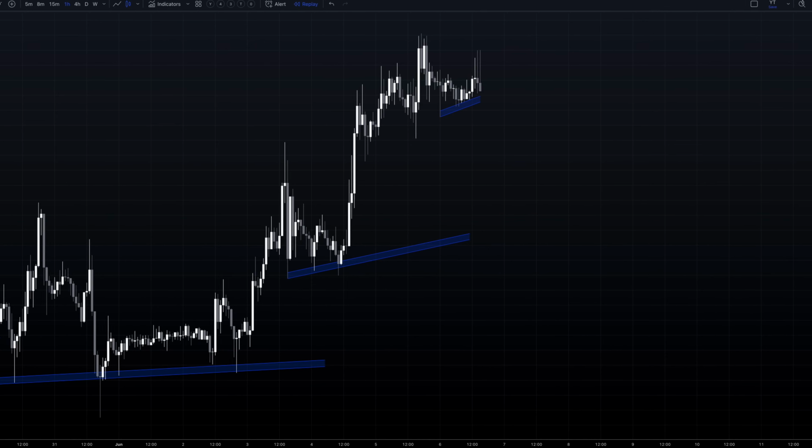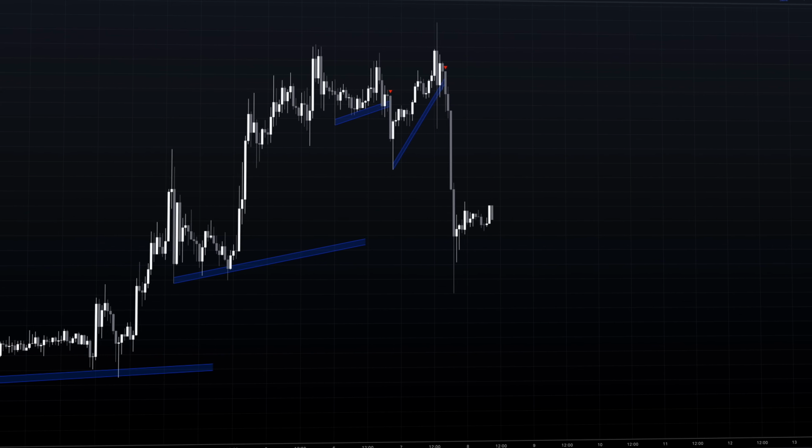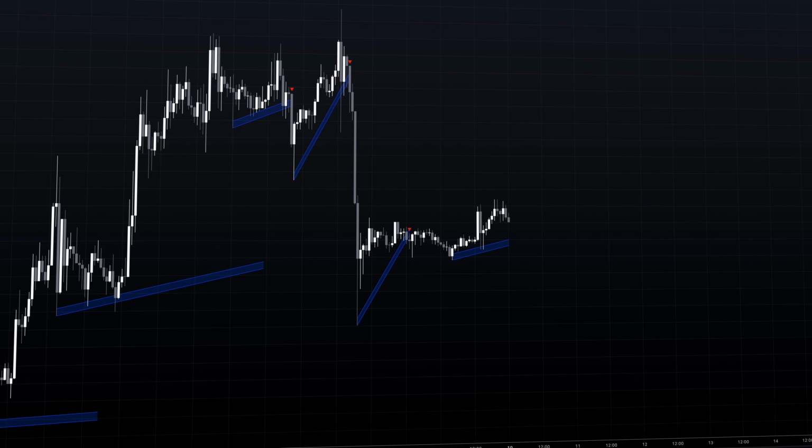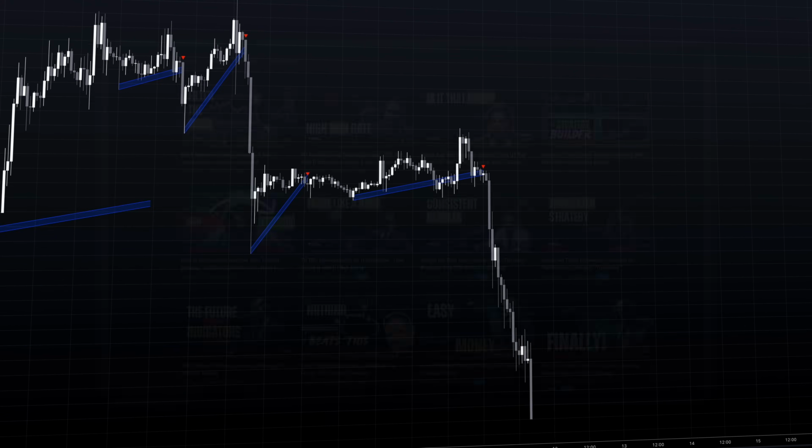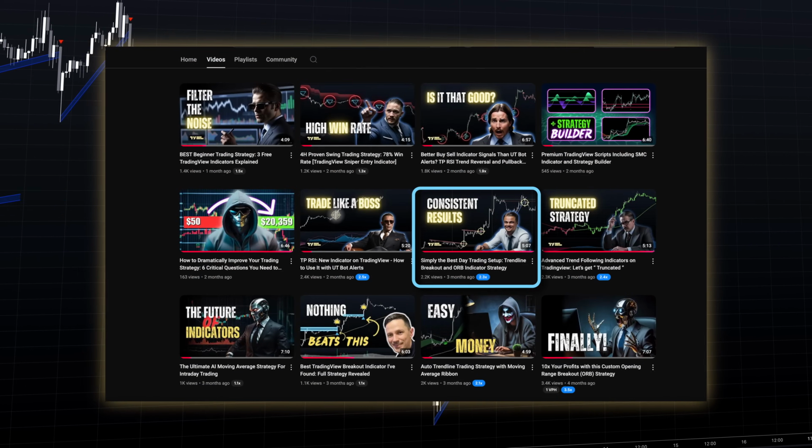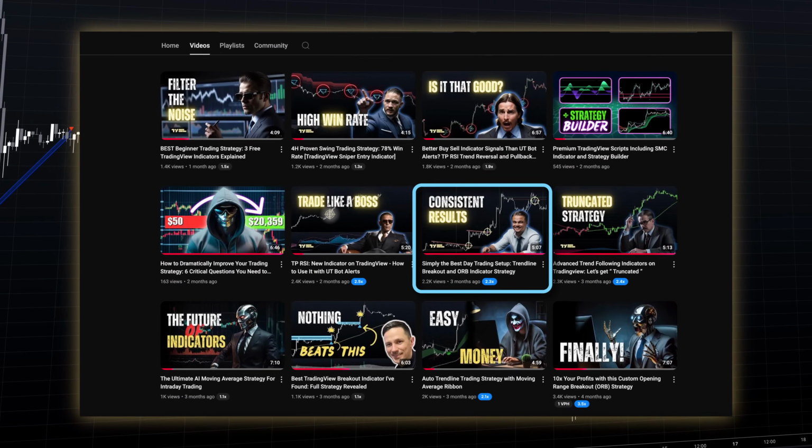The indicator in our collection is my personal favorite due to its simplicity and padding feature, as well as the signal reliability. I have a complete strategy tutorial on it, and I'll include the link in description if you're interested.